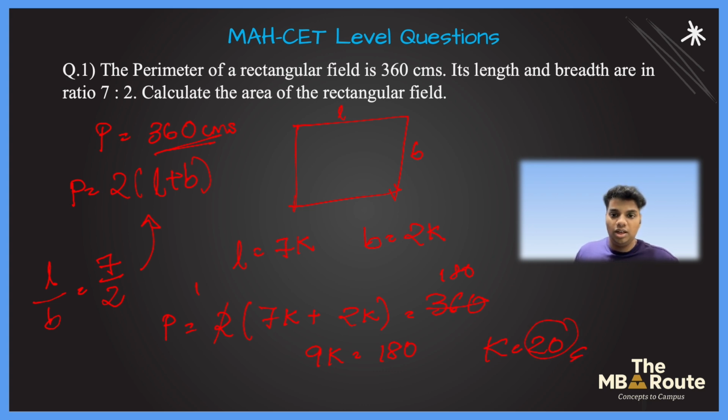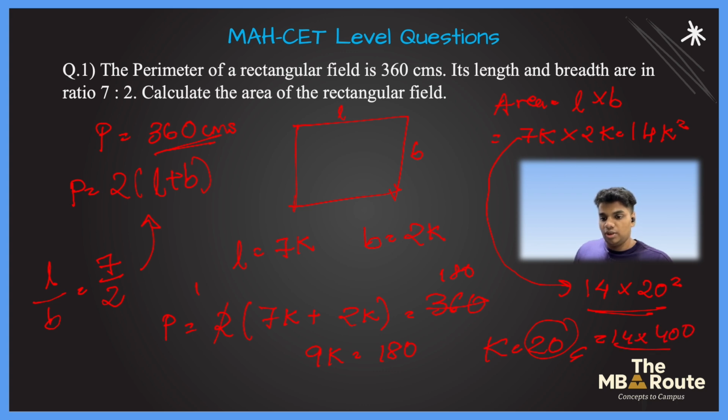Now what we have to calculate is the area of the rectangle. So area is basically length into breadth. That would be 7k into 2k, that is 14k square, which is equal to 14 into k square, that is 20 square, and on further calculation we will get the answer, that is 14 into 400. You can calculate this and get the answer. Let's move on to the next question.